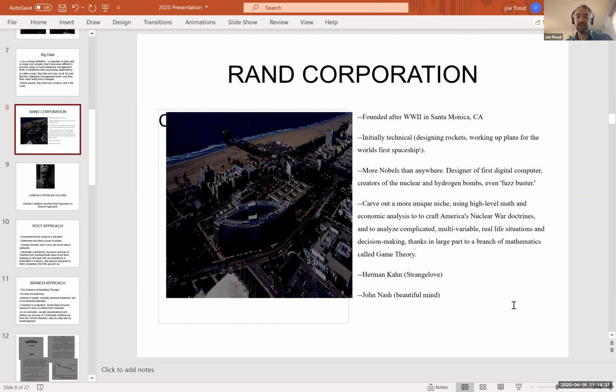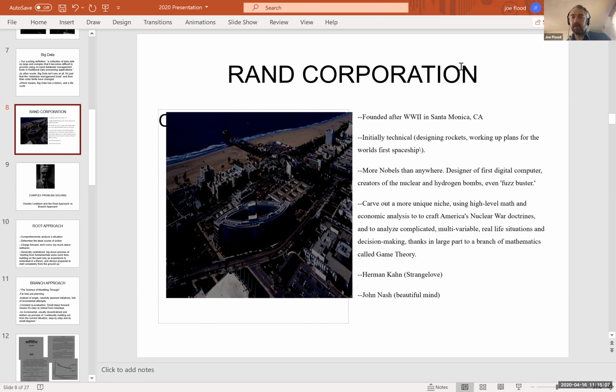Quickly, some things that might resonate. The RAND Corporation actually has more Nobel Prizes than any institution in the world, or the people that work for it, more than any university, more than any group. If anyone's seen Dr. Strangelove, the lunacy of nuclear policy, most of the people that Dr. Strangelove was based on worked for the RAND Corporation.